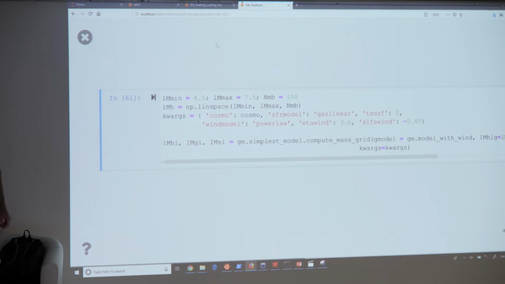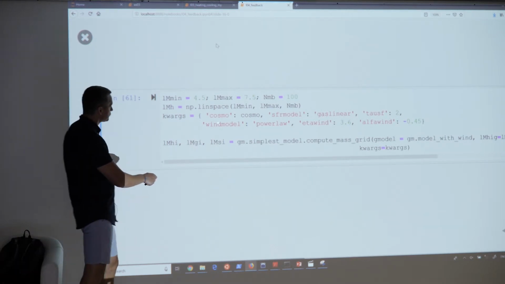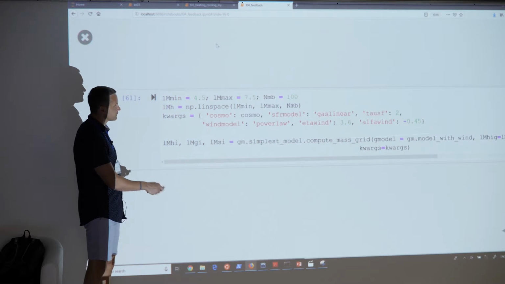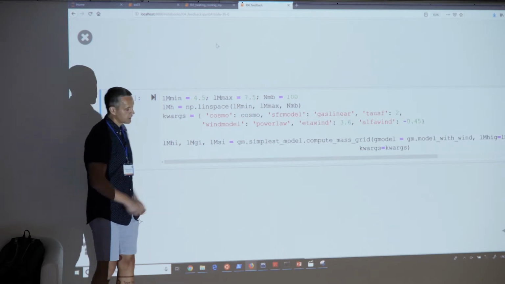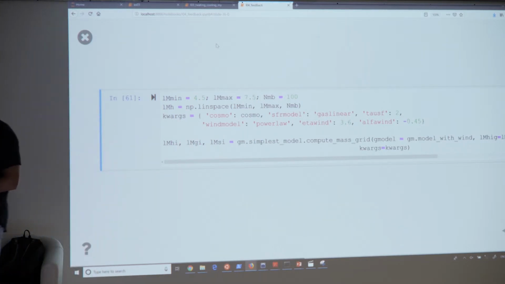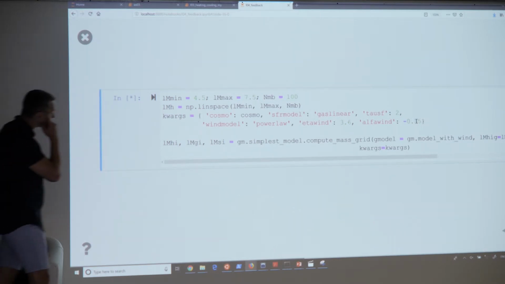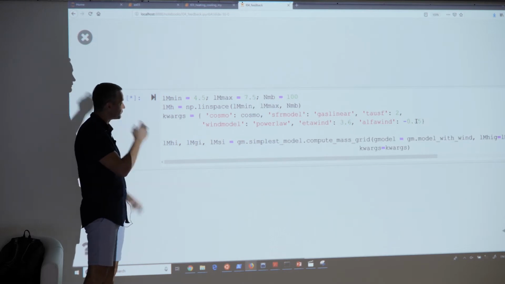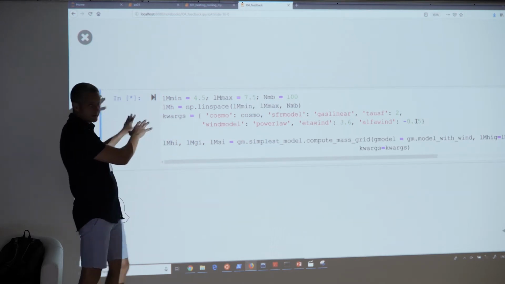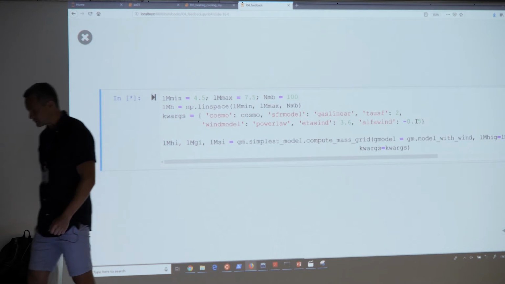Let me make it larger. So the parameters that I'm passing to the model: I'm using the wind model, the same power law, with eta wind of 3.6, which is what they tell me it should be. And alpha wind is minus 0.45, but if you pay attention, you'll notice it's not 0.35. So let me change it. This was the result of experimentation. And let me rerun it with this parameter, minus 0.35. So I'm running it with the parameters exactly as they tell me they get in simulations.